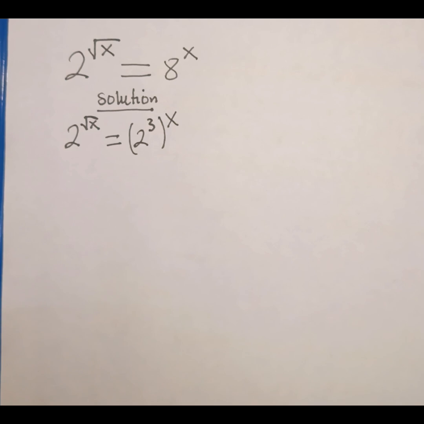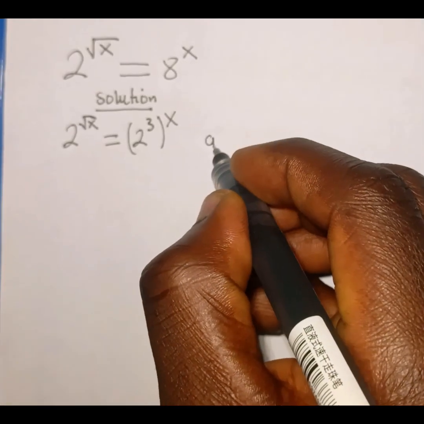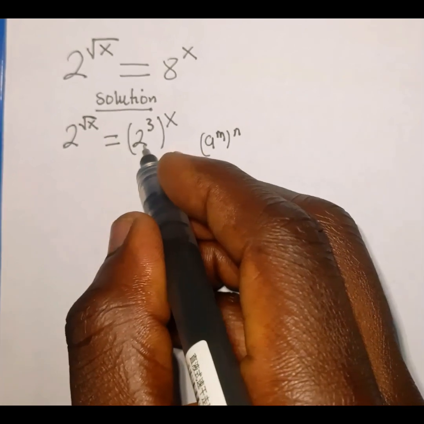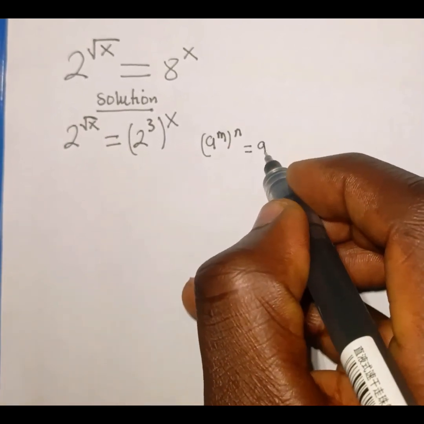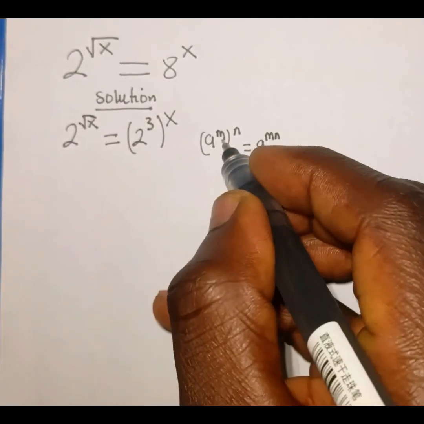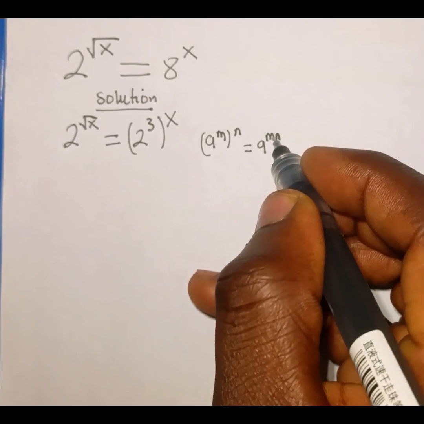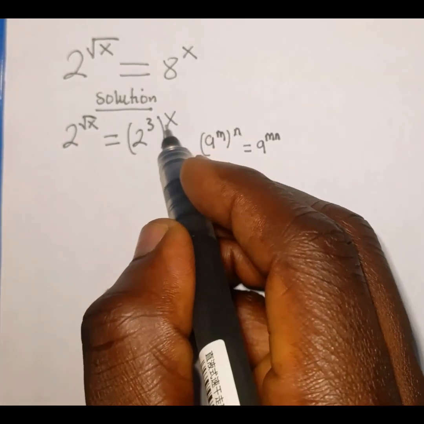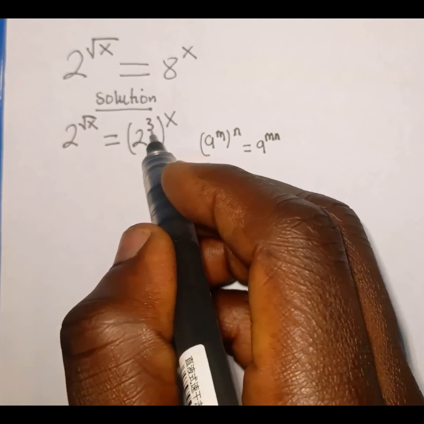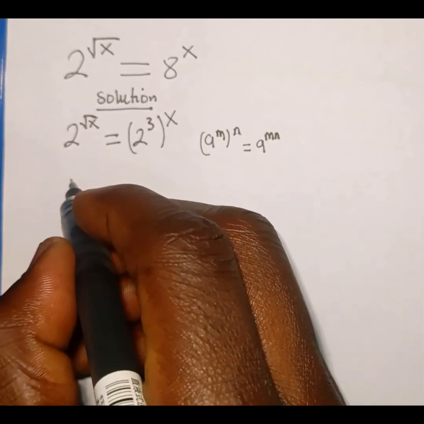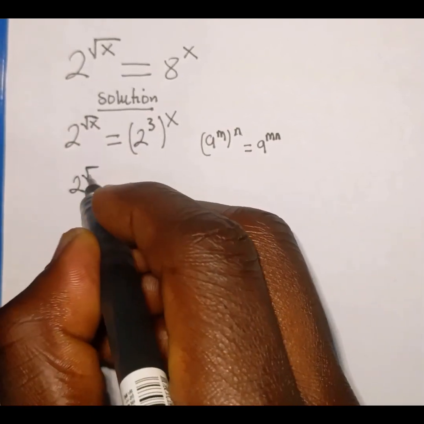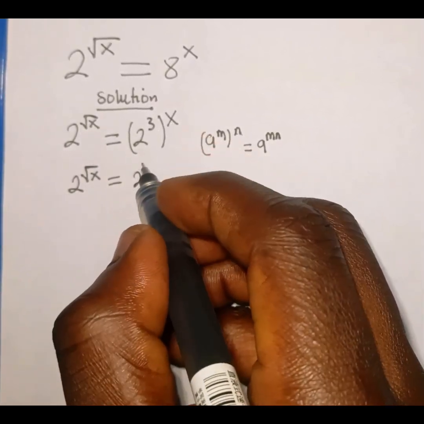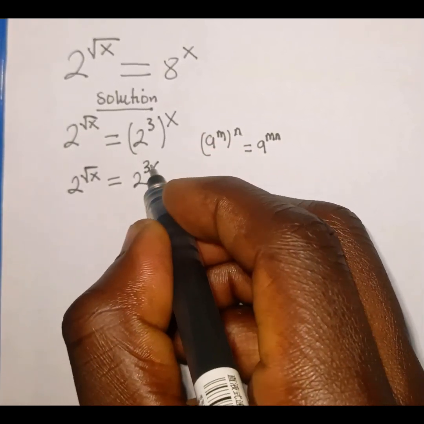The next thing we are going to recall is that when we have a raised to the power of m, raised to the power of n, this is the same as a raised to the power of mn. M multiplied by n. So we can multiply the two powers together. Applying that property here, we are free to multiply the two powers. So we are going to have 2 raised to the power of square root of x, which is equal to 2, and we will multiply the 2 powers. 3 multiplied by x is going to give us 3x.